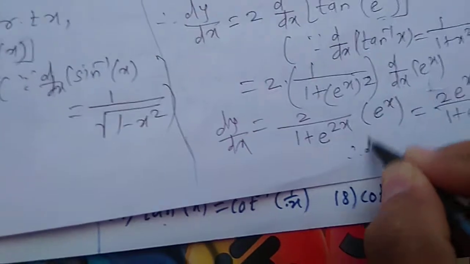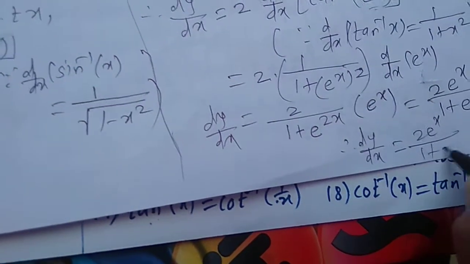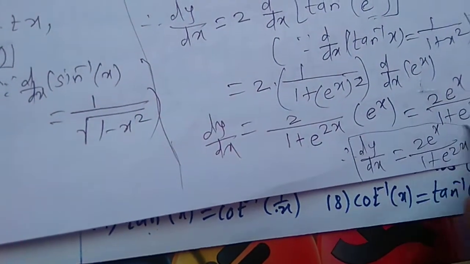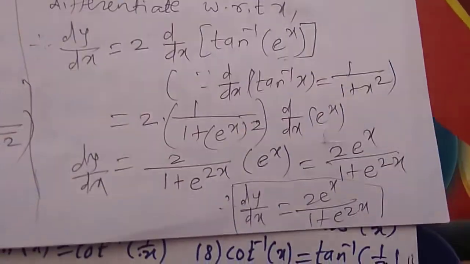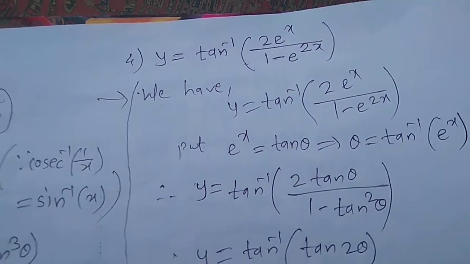So therefore dy by dx is equal to 2 e raised to x upon 1 plus e raised to 2x, which is the derivative of the given function y is equal to tan inverse of 2 e raised to x upon 1 minus e raised to 2x.